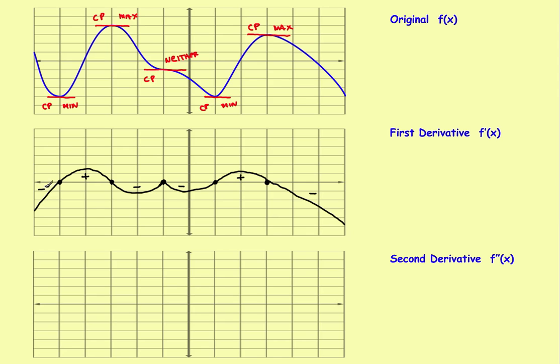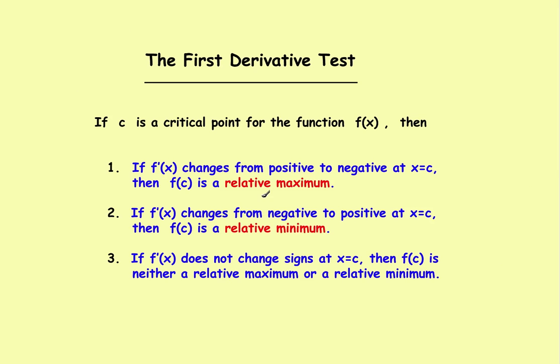So if it goes from negative to positive at a critical point, then you have a relative minimum, which is what you've got up here. And the same thing applies over here. It went from negative to positive at a critical point. You've got a relative minimum right here. So back to the rules again. So that's what the first two say.